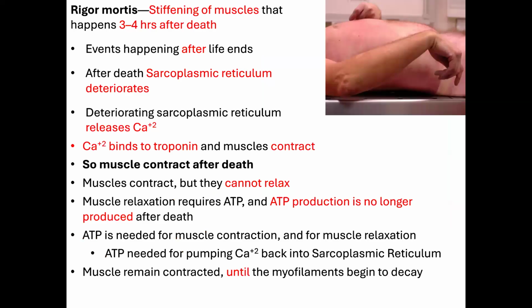What happens after death? What happens to muscles? Stiffens up. Why should a muscle stiffen? You're not producing any impulses. You're not thinking contract. Why does it stiffen? Stiffen means contraction, right? You can't relax. It can't relax. Okay. Why can't it relax?